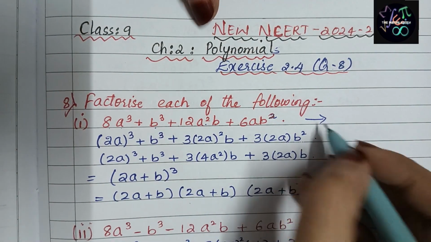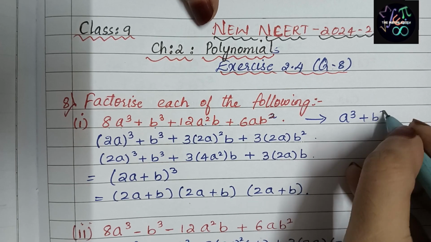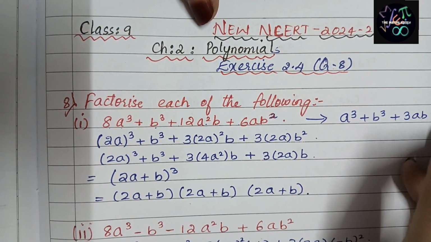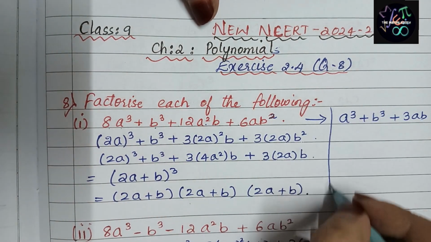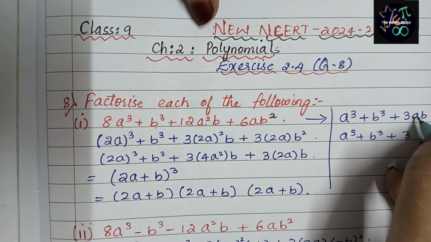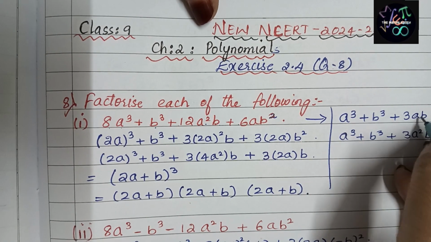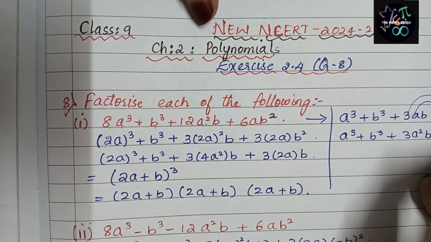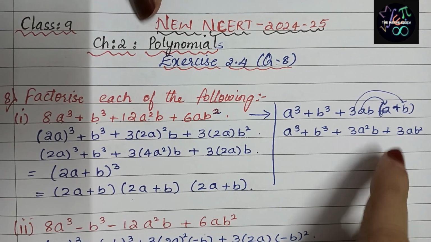By using this formula we have to solve this. A cube plus b cube plus 3ab times a plus b. If we open the bracket, the formula becomes a cube plus b cube plus 3a into a square b plus 3ab into b. This into this we did, and this into this. So the formula becomes 3ab square. So by using this formula we will solve now.